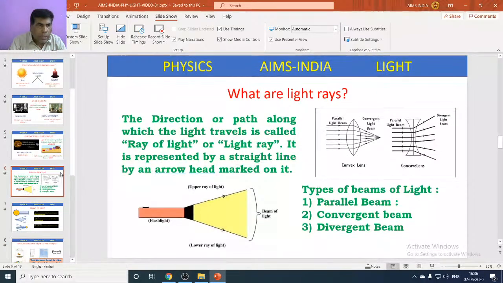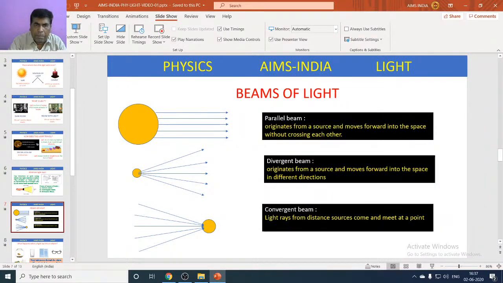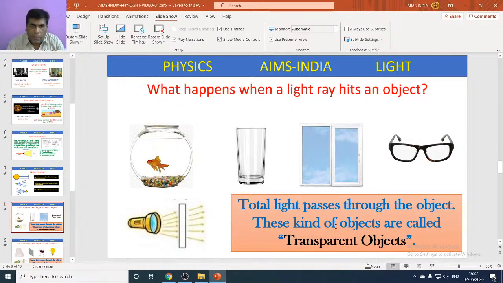So what are light rays? The direction of light or the path of light is called a light ray. A group of rays is called a beam of light. We have three types of beams: parallel beam, convergent beam, and divergent beam. Parallel beam means the rays never cross each other. Divergent means they start from a point and move in different directions. Convergent means they come from different sources and meet at the same point.